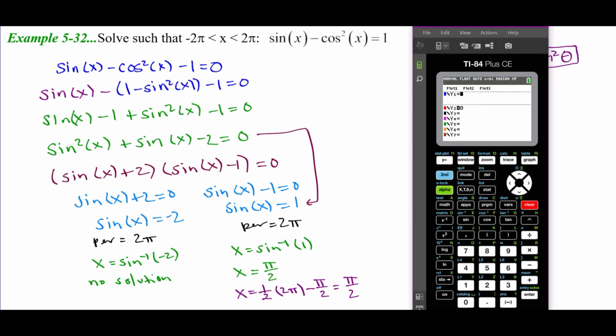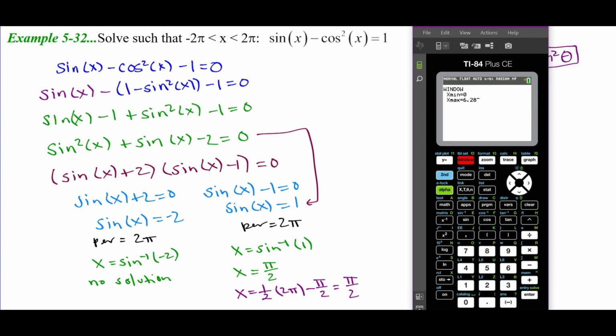So if I come to my calculator, I'm going to put this equation in. Again, I'm going to move the 1 over to the other side. I'm not going to replace anything, though, like I did with the algebraic method. So I'm just going to go sine x minus cosine squared x. So remember, in my calculator, I have to type it in as cosine x and then squared outside the parentheses. And then I'm going to bring over the minus 1.